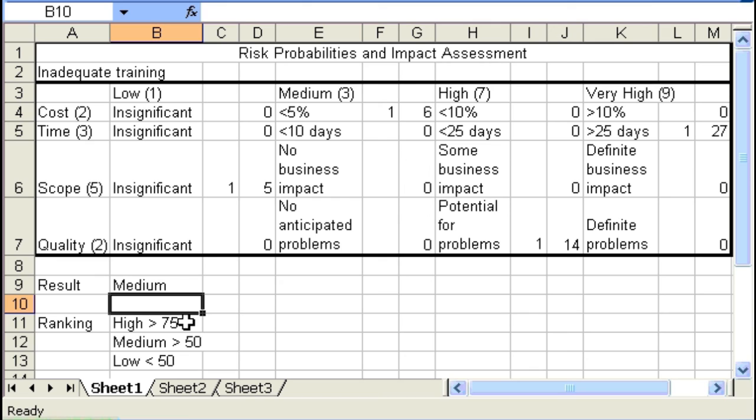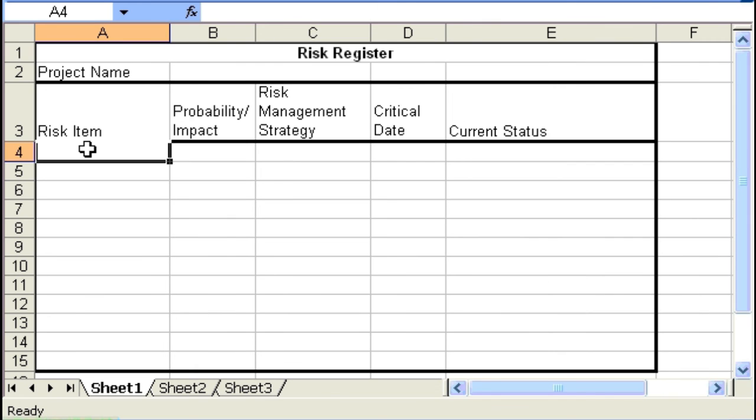So having done the specific analysis of one risk, we need to put it into our risk register to ensure the risk doesn't get lost. So we again identify the risk, inadequate training, and we give it the probability impact of medium. At this point, as all we're doing is risk identification, we will not be filling in the risk management strategy, the dates, and the current status. They will be filled in later in the risk management process, which will be covered in a future nugget.